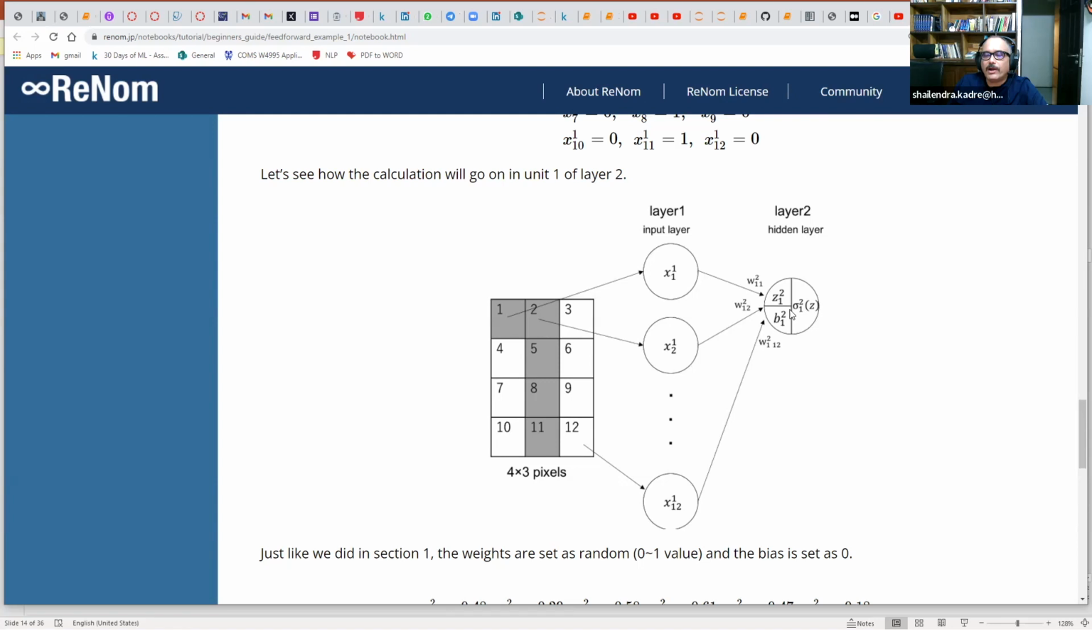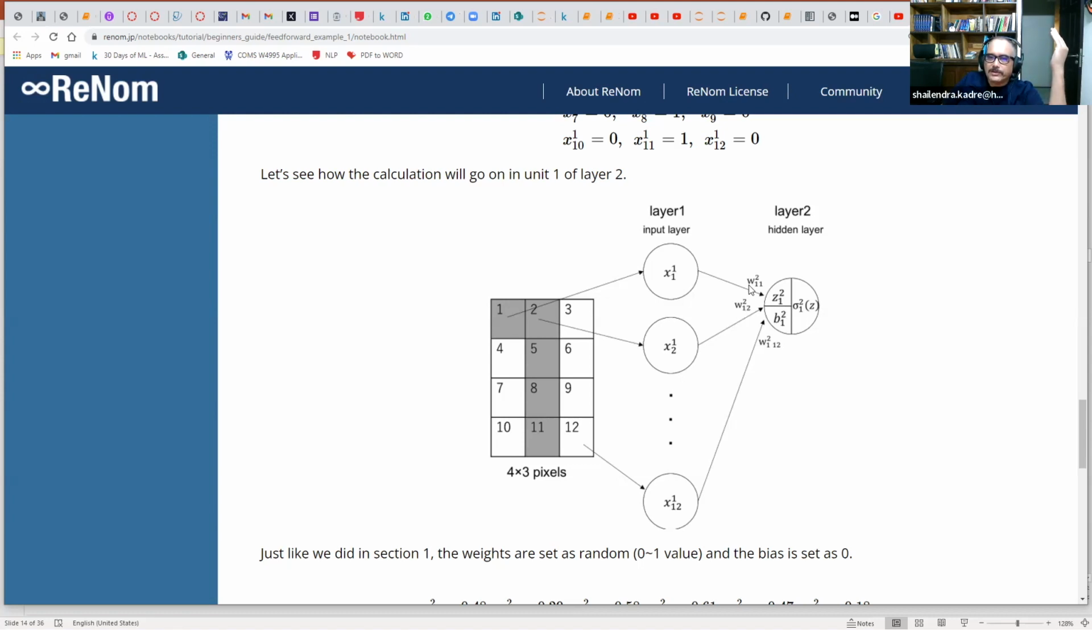So can anyone tell why there are 12 inputs to this? Anyone wants to attempt it? Why are there 12 inputs to the first neuron of layer 2? Because of the 12 pixels, right? In the input layer we have 12 pixels. So from each pixel there is an input to the first neuron of the hidden layer. Layer 2 first neuron is having input from each of the pixels, right? So that is what W11 is.